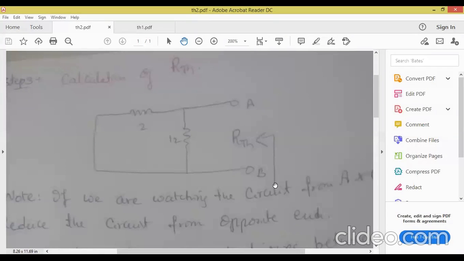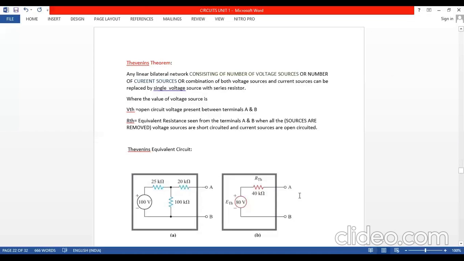Now, if I am watching the circuit from A and B, which resistor can I see practically? Only 12. Now you listen, all of you. What is RTH? We have given that statement. Read out, anyone, what we have written: equivalent resistance seen from the terminals A and B when all the sources are removed. That is, the voltage source is short circuited and the current source is not there. We cannot do anything else for our problem.